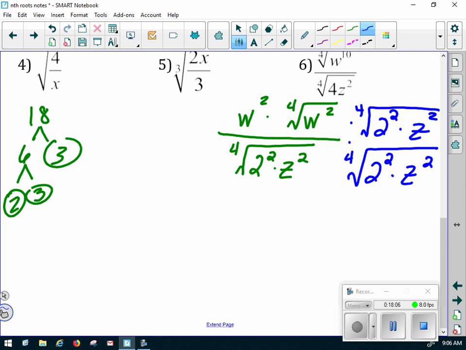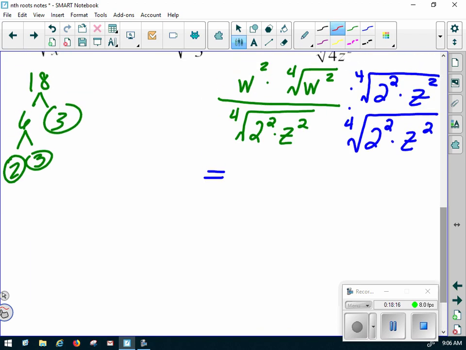This is the hardest kind you're going to do right here. And if you can master this part, you got it. All right, now let's see what we got here. What's in the numerator? I got a w squared times the 4th root of w squared times the 4th root of, and what's 2 squared? 4. So let's just write this down. I got w squared times the 4th root of 4 w squared z squared.